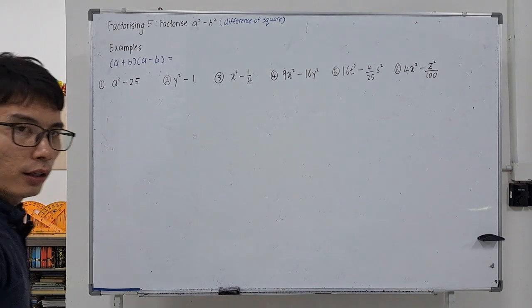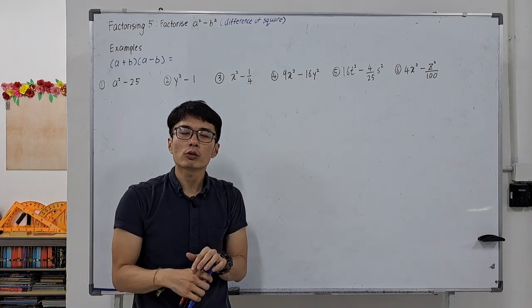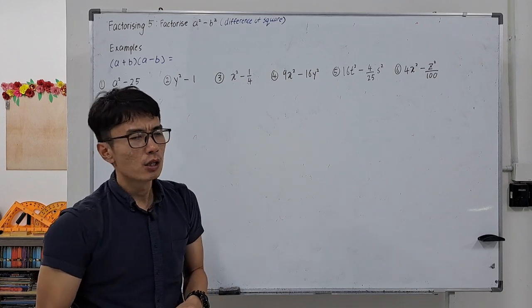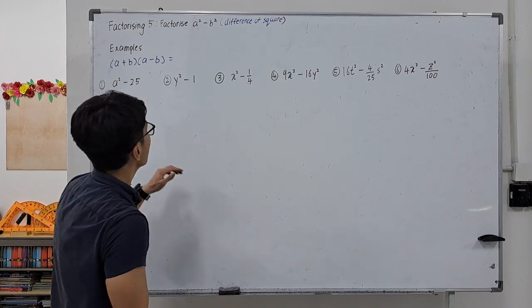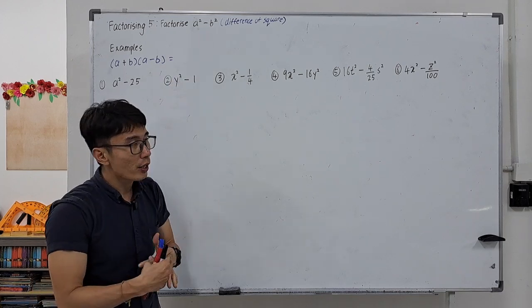Okay, let's look at this next example of factorizing now. We are going to talk about factorizing difference of square over here. So what's the difference of square over here? That's going to be this guy over here, right? When you want to recognize difference of square, you have to know this guy.